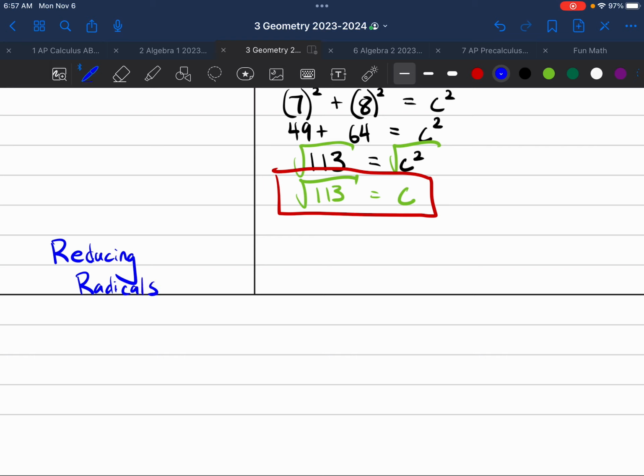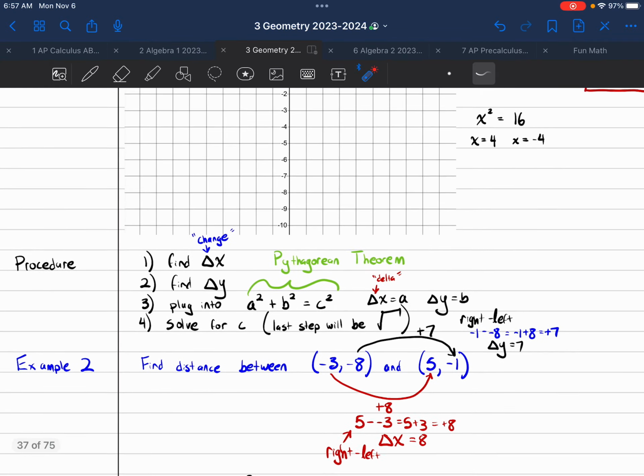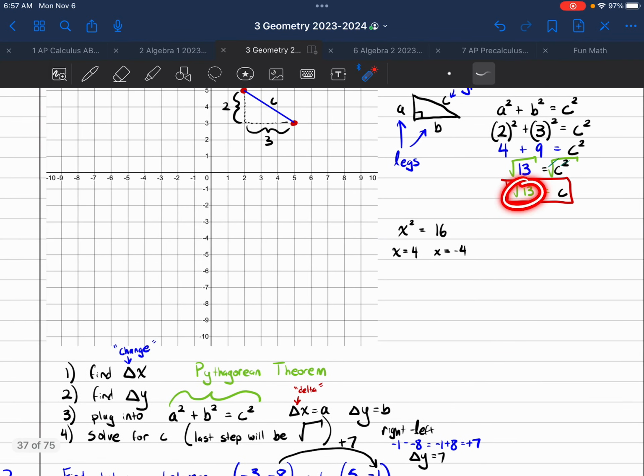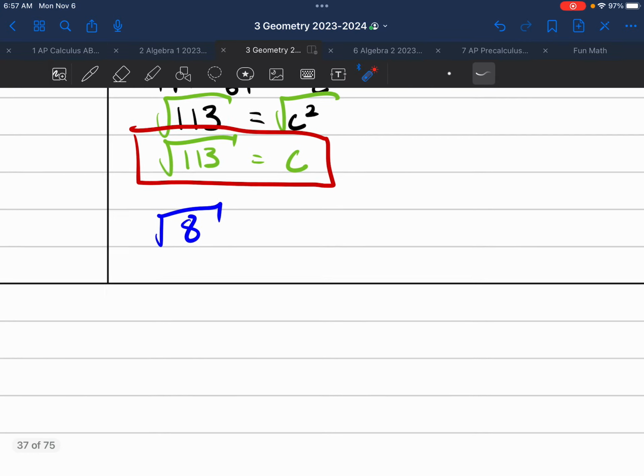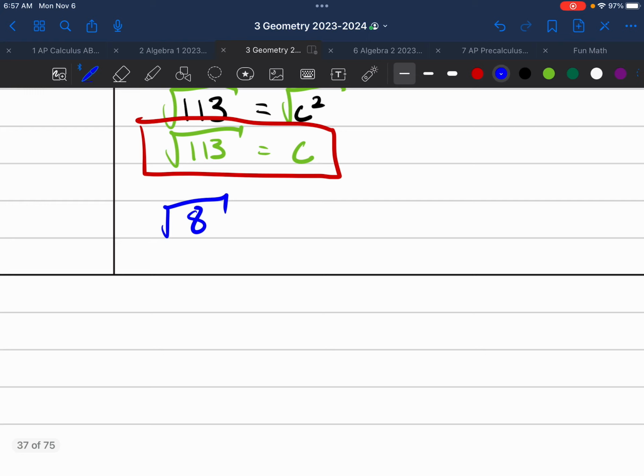If I have something like the square root of 8 is my answer, the answer key will not call this the square root of 8 because that is not reduced. The square root of 113 just happened to be reduced, and the square root of 13 also happened to be reduced because their factor trees were all reduced. What you need to do for each of these numbers, and this is something that we've already been practicing in geometry, you need to look at the factor tree. The square root of 8 is what?